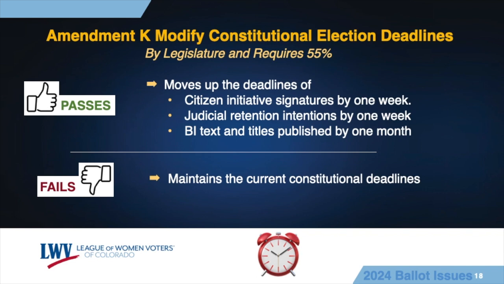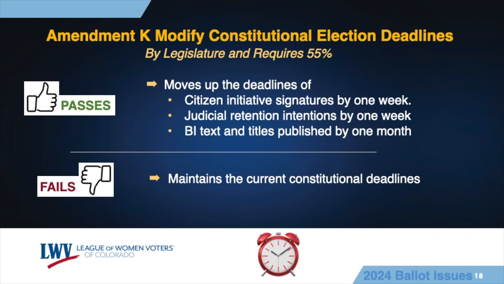It moves up when judges and justices must file their declaration of intent to run for retention by 1 week from at least 3 months before the election. And it moves up when the ballot issue official text and titles are published by the legislative research staff by 1 month, from at least 15 days before the election to 30 days earlier. What if it fails? It maintains current constitutional deadlines for the election filings and publication of ballot issues in newspapers.